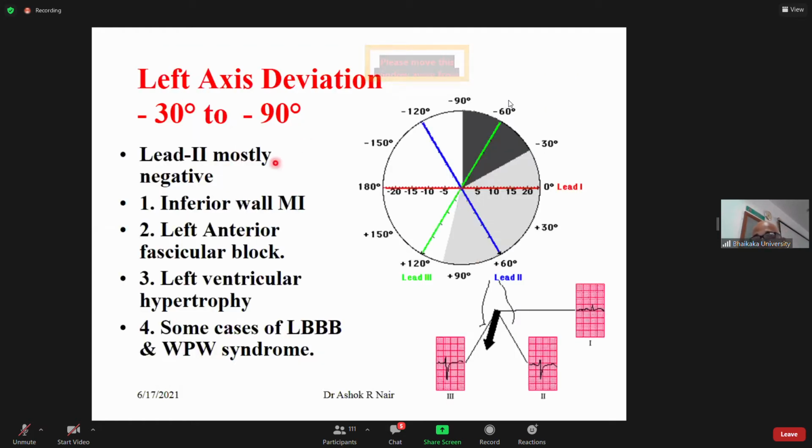Now, left axis deviation is seen in conditions like inferior wall MI, left anterior fascicular block, left ventricular hypertrophy, and some cases of left bundle branch block. Now, if you see here, in lead 1 you have a positive QRS complex. In lead 3, there's a negative QRS complex. So they are opposite.